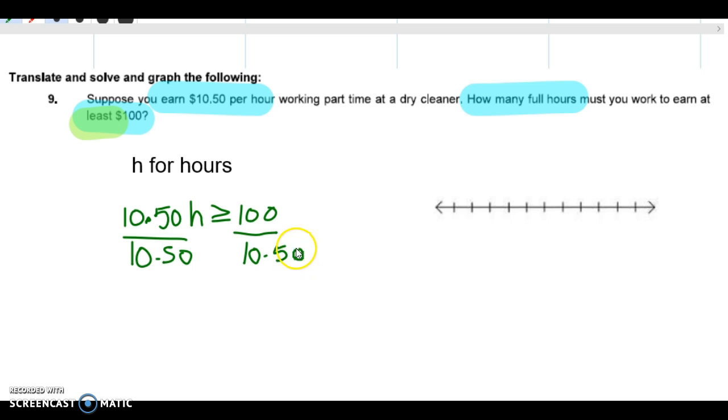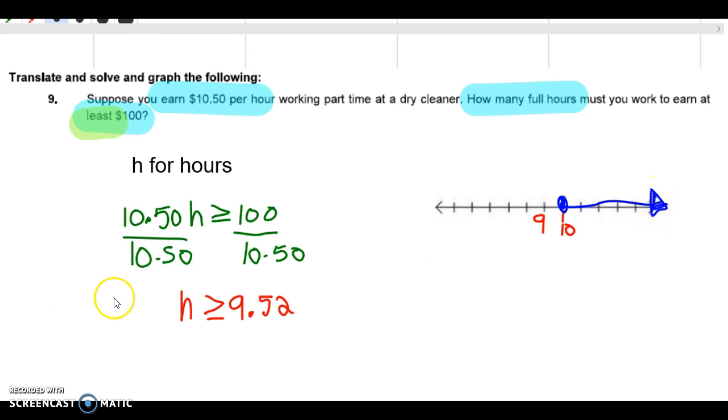Take out your calculator and let's see what we get. So I have 9.52. That means the person must work at least 9.5 hours. And if you're talking about taxes, probably more than that, right? So we want to have how many full hours? So H must be at least, let's say, here's 9, here's 10. Okay, because we want full hours, let's pick 10 as our answer. So close circle at 10, and then any hours that are greater than 10 is our solution set.